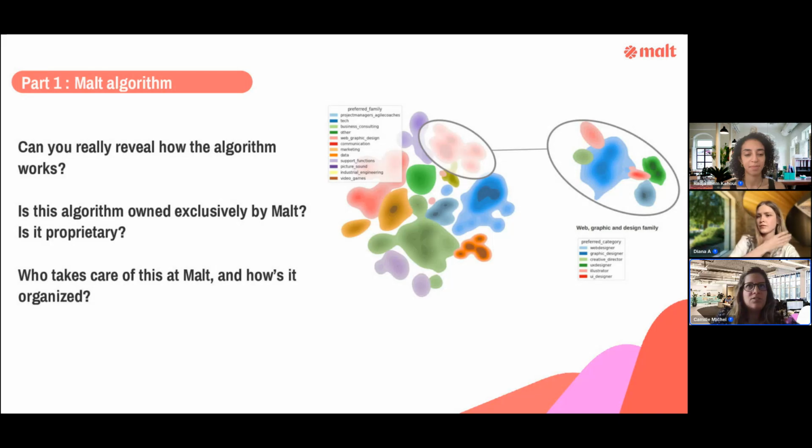Yeah, it's a lot about feedbacks. It's a lot about testing. It's a lot about evaluating our algorithm, making sure that we get the most relevant profiles for the right needs.